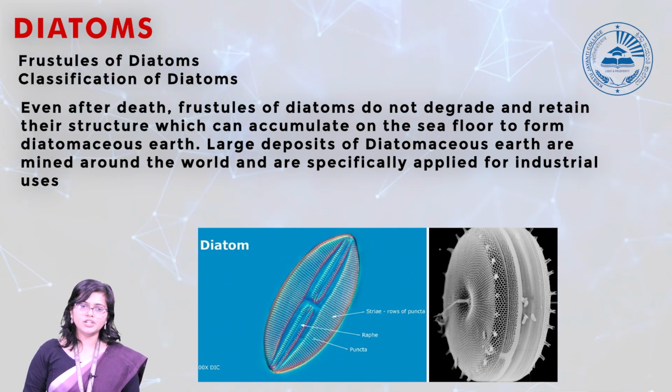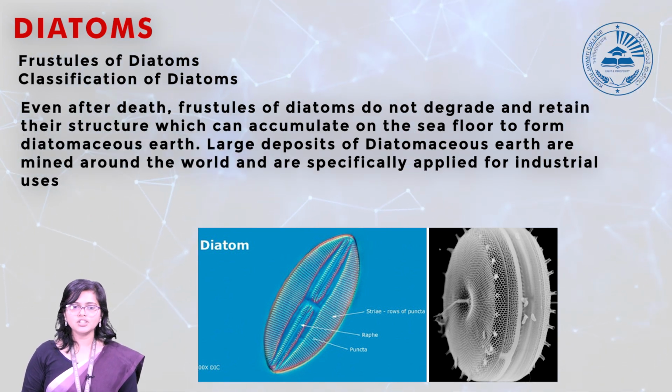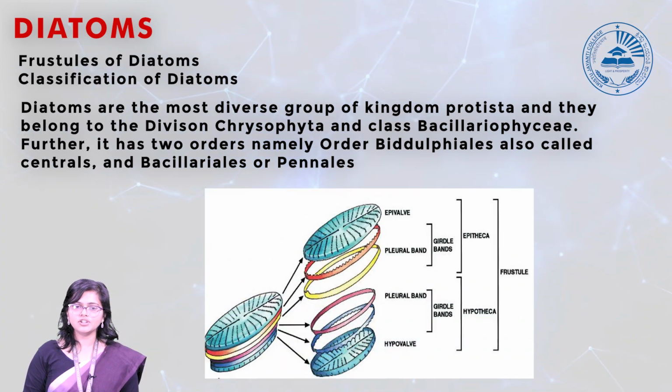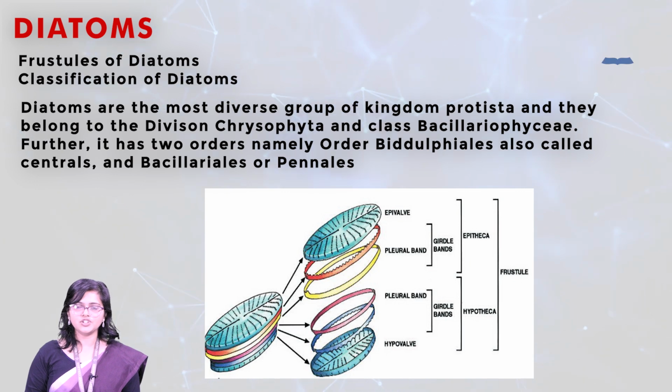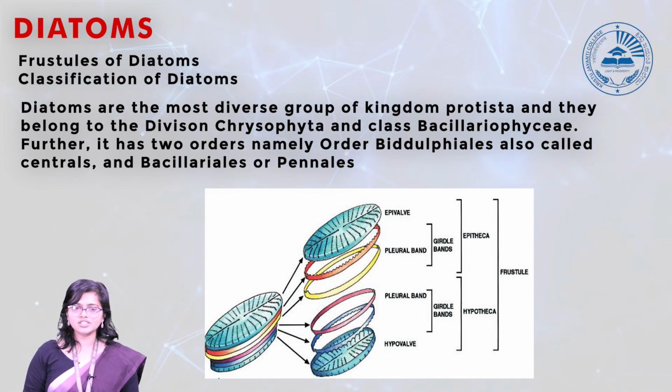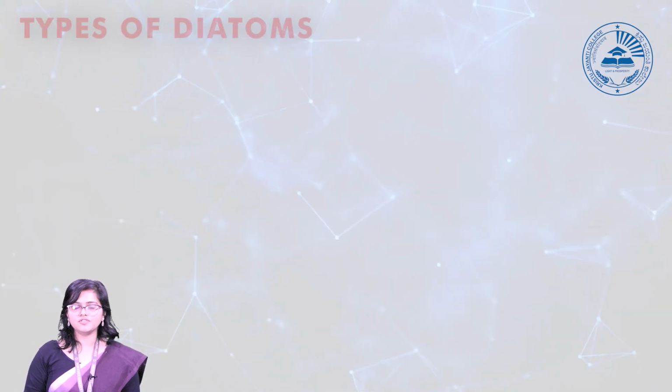Let's understand the classification of diatoms. They are the most diverse group of the kingdom Protista. Particularly, they belong to division Chrysophyta and class Bacillariophyceae. Further, it has two orders, namely order Biddulphiales, also called centrales, and order Bacillariales, also called pennales. Let's understand more of this.